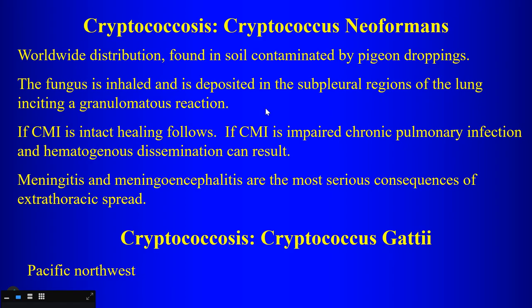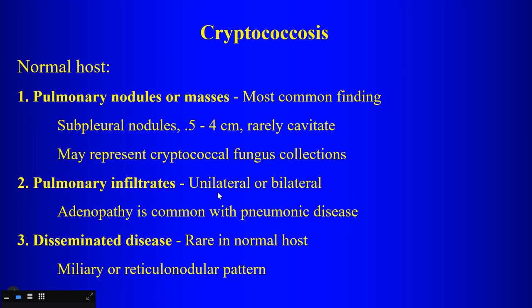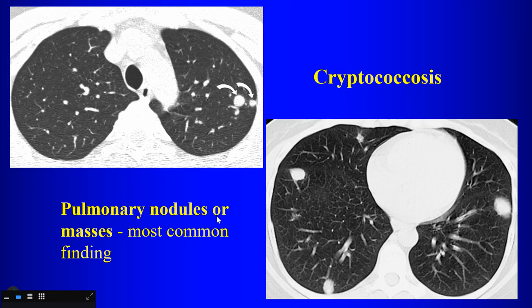Worldwide, inhaled, deposited in the lungs. If cell-mediated immunity is impaired, you get chronic pulmonary infection and hematogenous dissemination. This form is predominant in the Pacific Northwest, but it can especially spread to the brain: meningitis, meningoencephalitis, the most serious consequences of extrathoracic spread. So you could have nodules, consolidations, disseminated disease, rare in the normal host, though dissemination is more common in immunocompromised patients. And there, of course, you can get a miliary pattern with it.